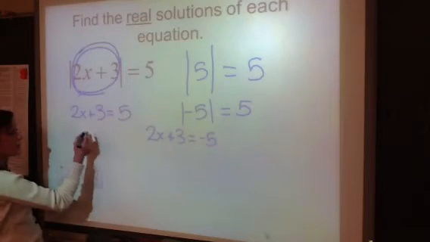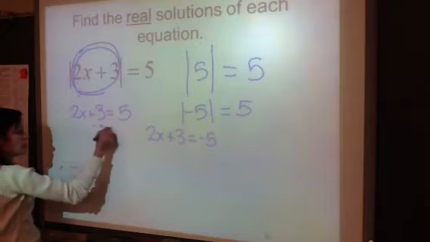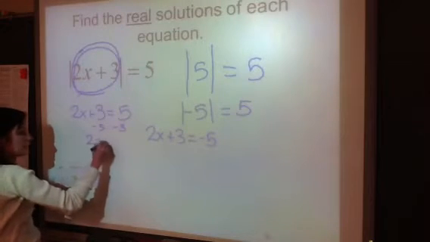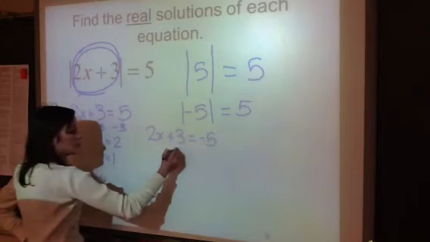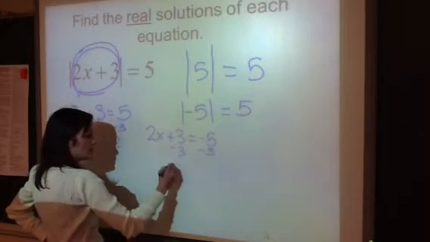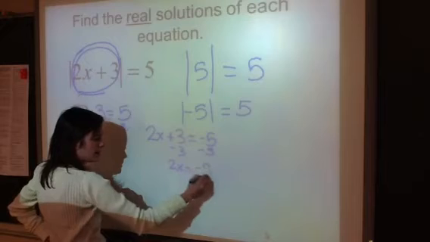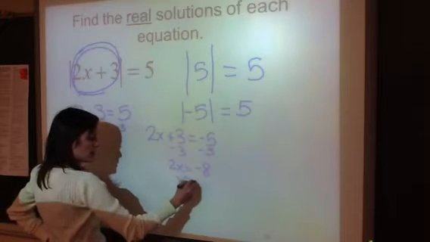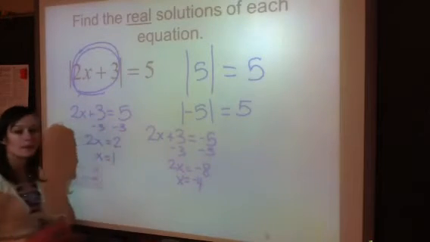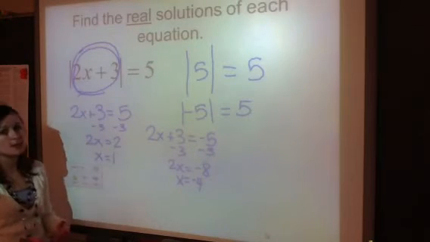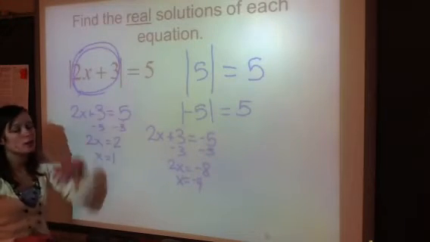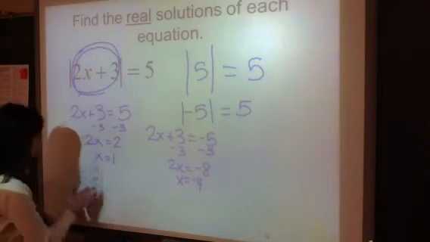So solve each one for x. So subtract 3. So 2x equals 2. Divide by 2 and you get 1. Subtract 3. 2x equals -8. Divide by 2 and you get -4. And you're done. So you have two solutions because there are 2 times on the number line when you get the absolute value to equal 5.